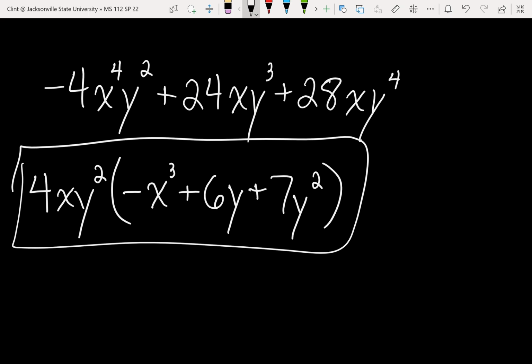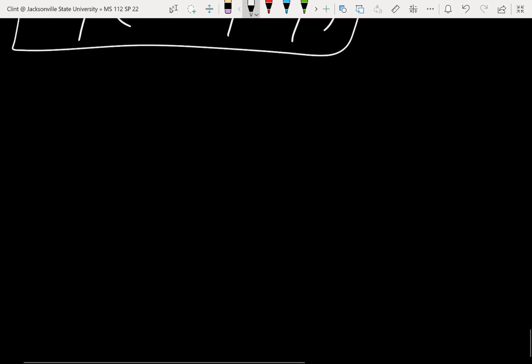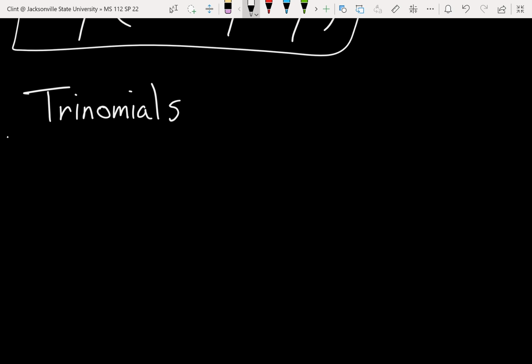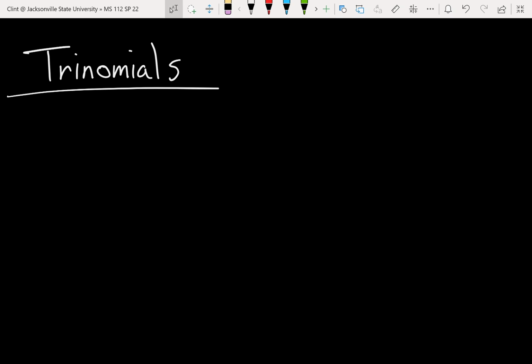Well, let's just do the simplest version of trinomials. Stop there. We'll have just a little bit of this section left to do. So trinomials, and we want to factor those. I tend to break it down into two cases. So here's, let's get a trinomial.